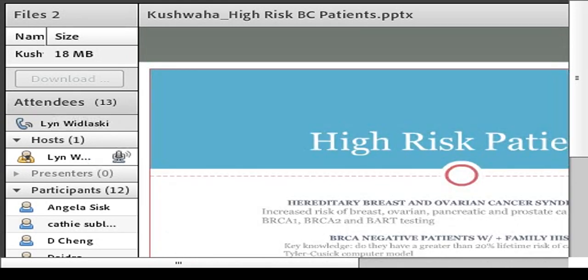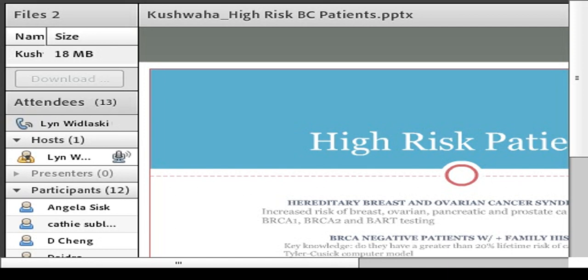First of all, what is a high-risk patient? Mainly they're under two categories. Patients that have genetic mutations. The main mutations that we're going to talk about are hereditary breast and ovarian cancer syndrome, which are patients at increased risk for breast, ovarian, pancreatic, and prostate cancer. These are the classic BRCA1, BRCA2 mutations, as well as mutations detected with BART testing.